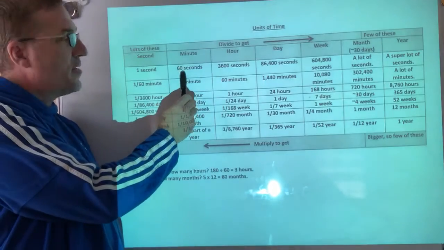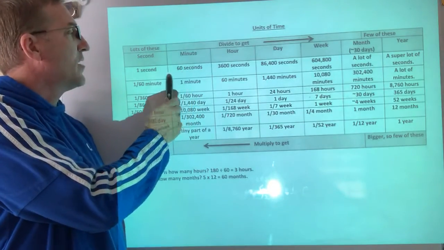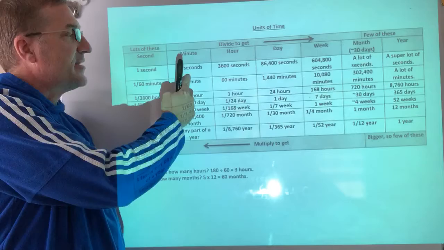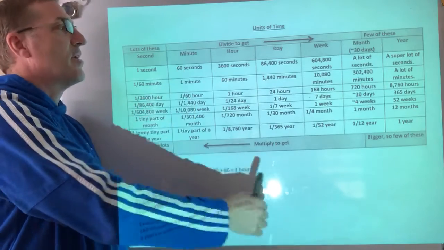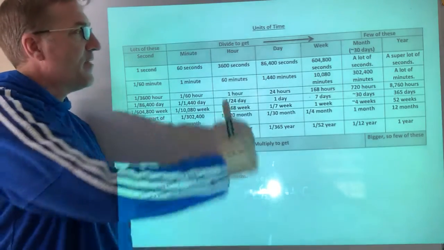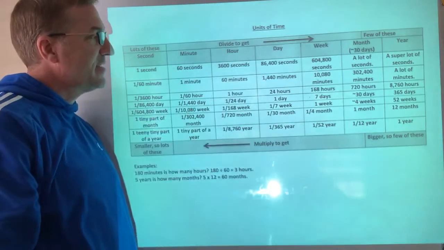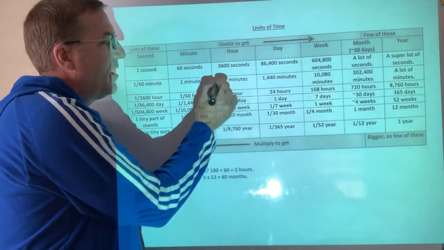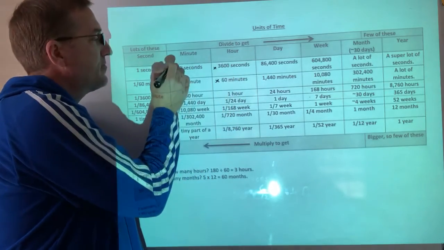If I have a whole number, that means I'm going to multiply. So if I want to convert minutes to seconds, I'm going to multiply by 60. If I want to convert hours into seconds, I multiply by 3,600. If I want to convert hours into minutes, I multiply by 60. So everywhere there's a whole number, I'm just going to multiply, right?